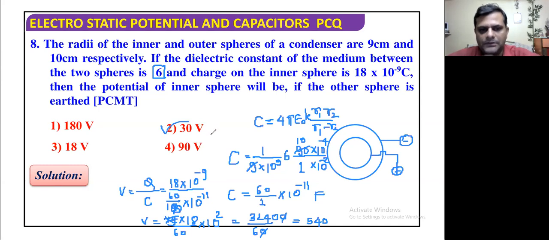30 volt. Okay. Only this minus sign has to be remembered here. ये minus sign होता है यहाँ पे. ठीक है. चलो ठीक है. So let us take this next question.